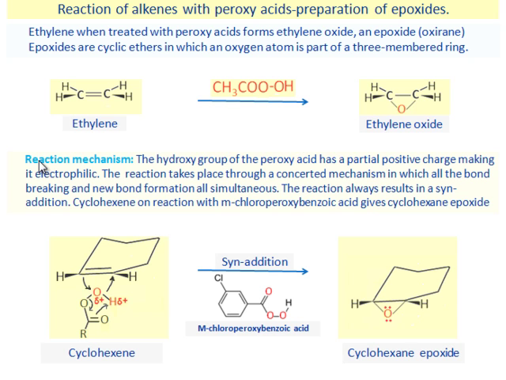Reaction mechanism. The hydroxy group of the peroxy acid has a positive charge, making it electrophilic. The reaction takes place through a concerted mechanism in which all the bond breaking and new bond formation are simultaneous. The reaction always results in a syn addition. Cyclohexene, on reaction with metachloroperoxybenzoic acid, gives cyclohexane epoxide.